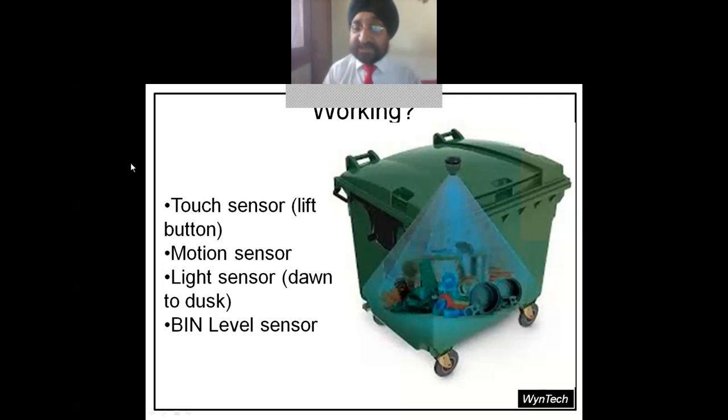Similarly, there is a bin level sensor. For example, there's a bin, and the height and volume of the bin are already fixed. So however much the bin is filled, it gives the input to the server, so that the person responsible for clearing the bin gets the information. We will take this as an example also.